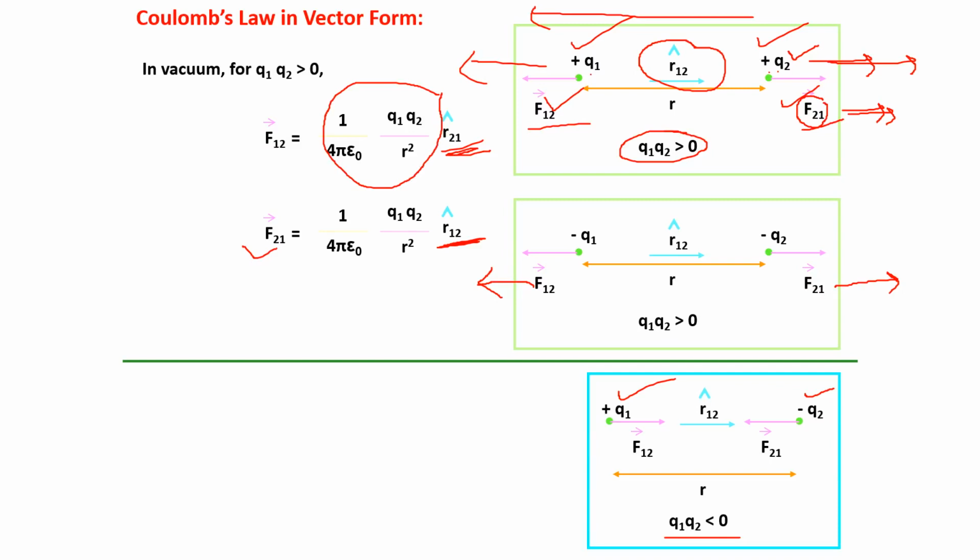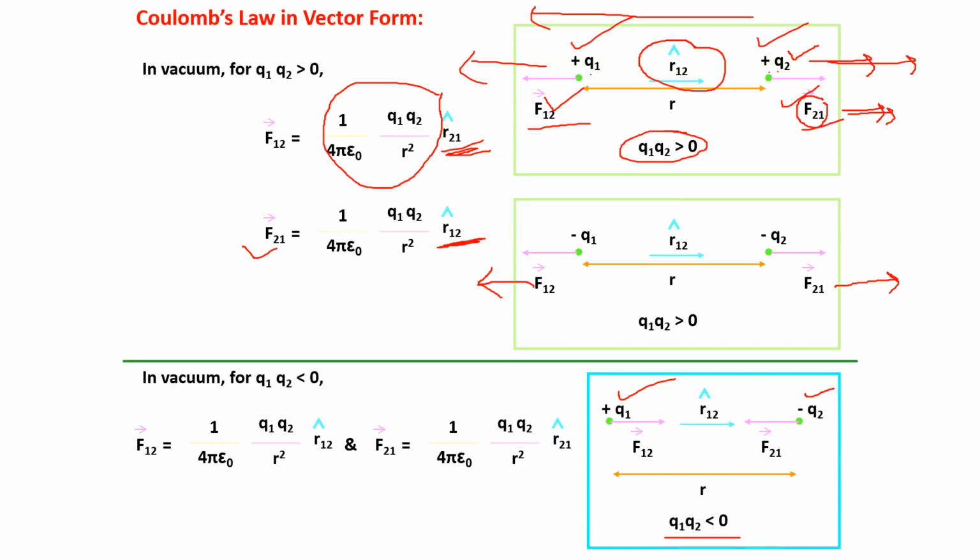Now F12 will be equal to 1 upon 4 pi epsilon naught Q1 Q2 upon R square, and the unit vector along this direction is R12 cap. So R12 cap you have to write here. Here we are taking only the magnitude. And F21 is along this direction from Q2 to Q1. So the unit vector from Q2 to Q1 is R21 cap.